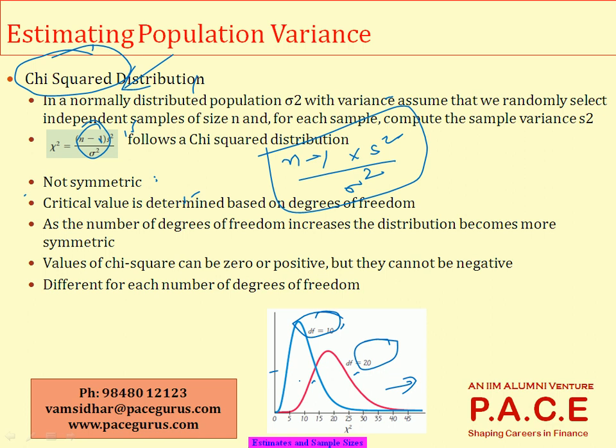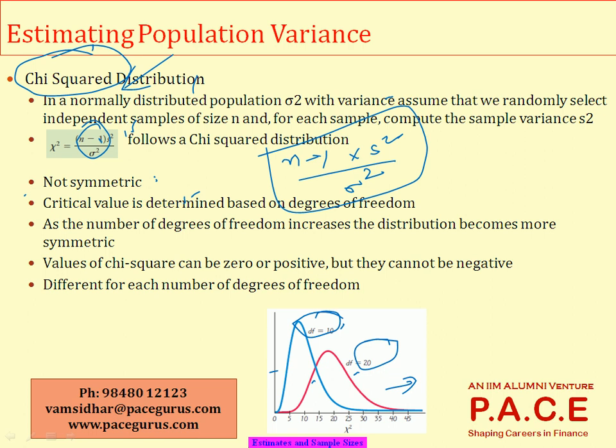So symmetry comes only with a higher size in the data, and the critical value is again based on the degrees of freedom itself. Just like we talked about the critical value, the definition of the critical value remains the same, right? It simply says that particular separating value which will give the desired area under that particular distribution curve.